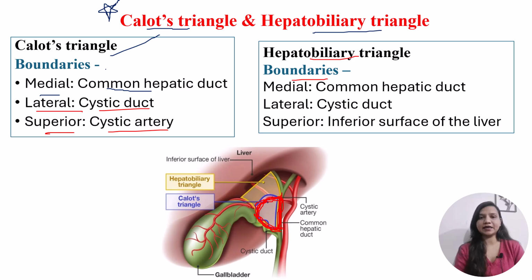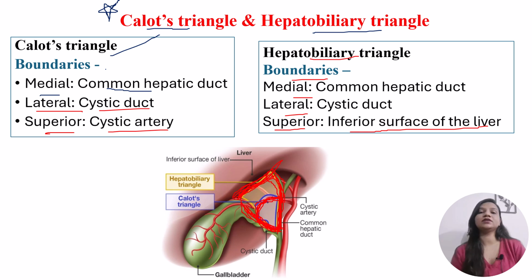The second one is the hepatobiliary triangle. Its two boundaries are the same, medial and lateral, as those of Calot's triangle, that is, medial boundary is the common hepatic duct and lateral boundary is the cystic duct. But the difference is the superior boundary. The superior boundary of the hepatobiliary triangle is formed by the inferior surface of the liver, as you can appreciate here in this picture. So this triangle formed here is called the hepatobiliary triangle.